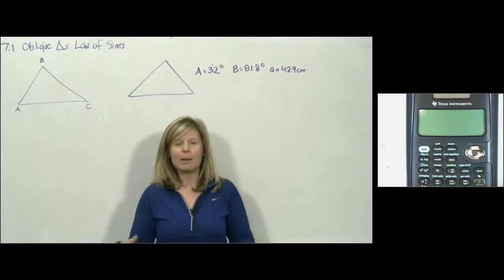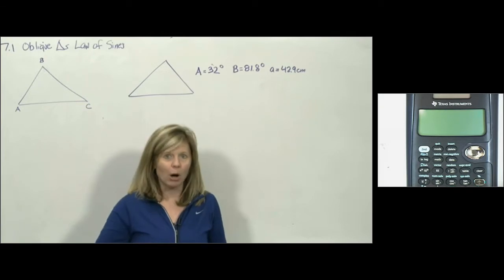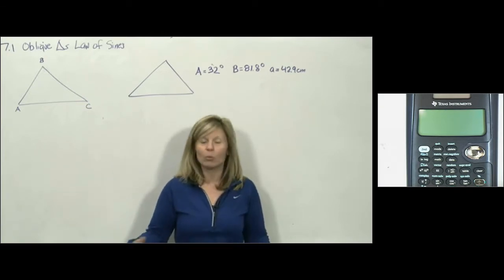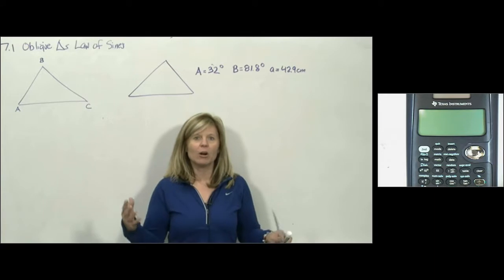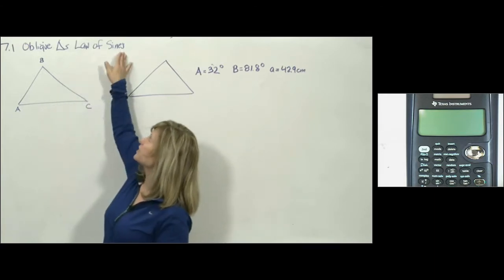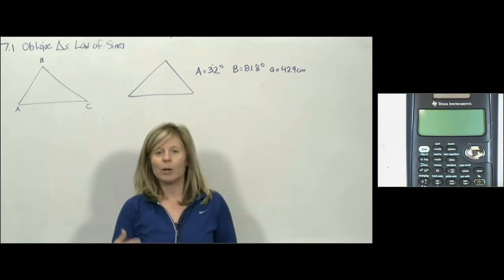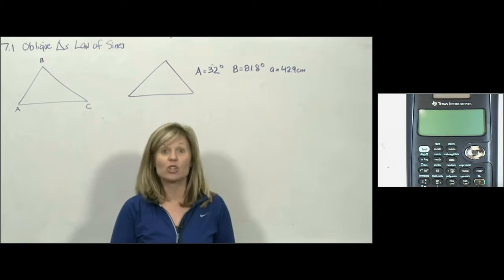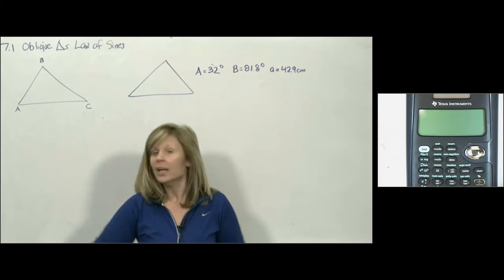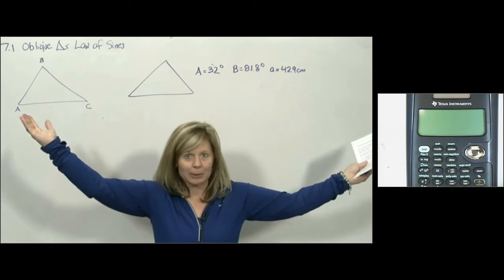Well, what happened is they came up with a new rule, a new law, a new formula, whatever you want to call it. And the formula or law we're going to talk about today is called the law of sines. Now, it would do you a disservice if I didn't show you where they got the law from. It didn't just fall out of the sky.